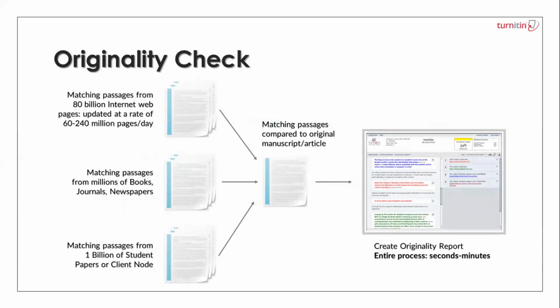So these are the 3 databases that I mentioned. The first one is internet web pages. There are about 80 billion internet web pages, and they are updated and indexed every day, increasing every day. The second one is the publisher content, like books, journals, newspapers, dissertations, everything from publishers.